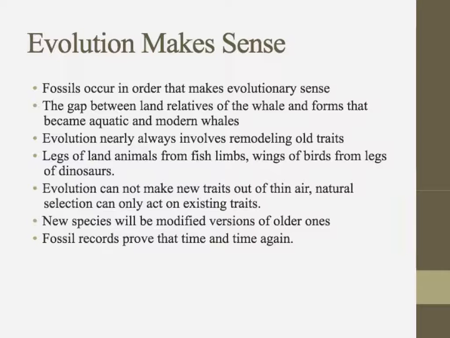Fossils occur in an order that makes evolutionary sense, such as the land forms of whales that eventually became aquatic. Evolution nearly always acts by remodeling already existing traits. For example, legs of land animals were modified from fish limbs, and wings of birds from legs of dinosaurs. Evolution cannot make new traits out of thin air. New species are modified versions of older ones, in which fossils are the ultimate proof that evolution has existed since the beginning of time and is an ongoing process.